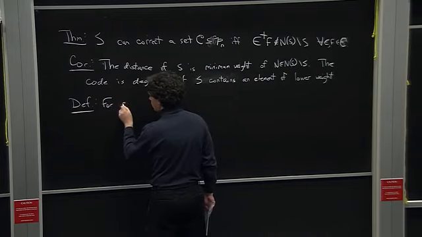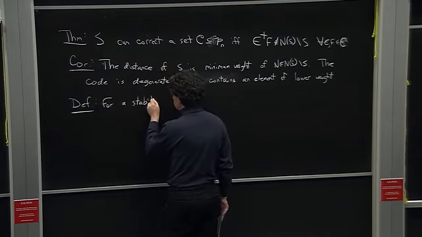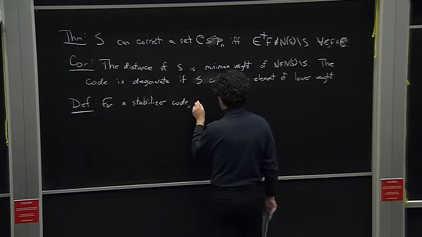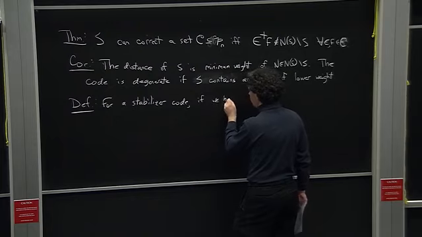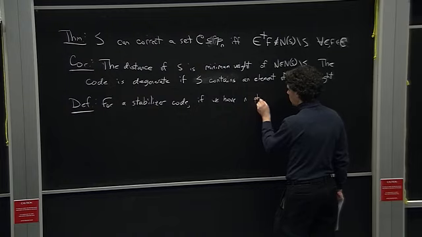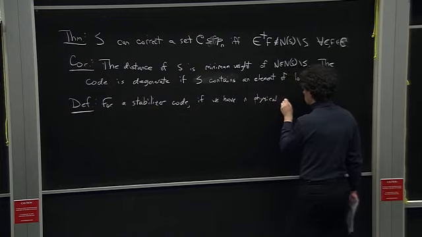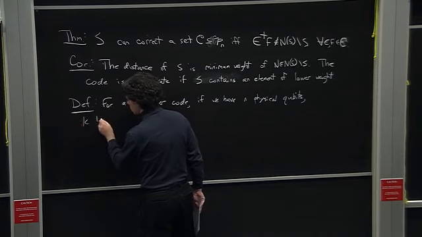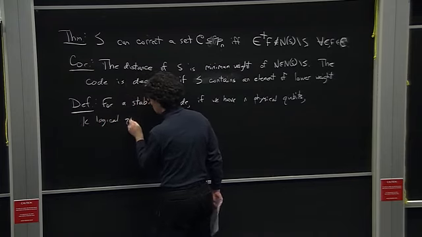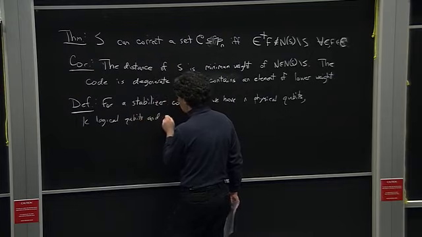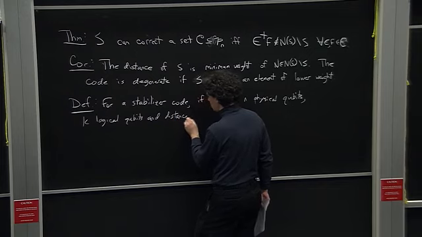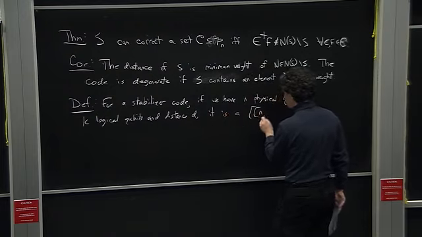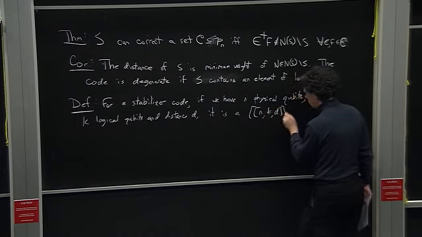So for a stabilizer code, if we have n physical qubits, k logical qubits, and distance d, we say it is a square brackets [n, k, d] code.